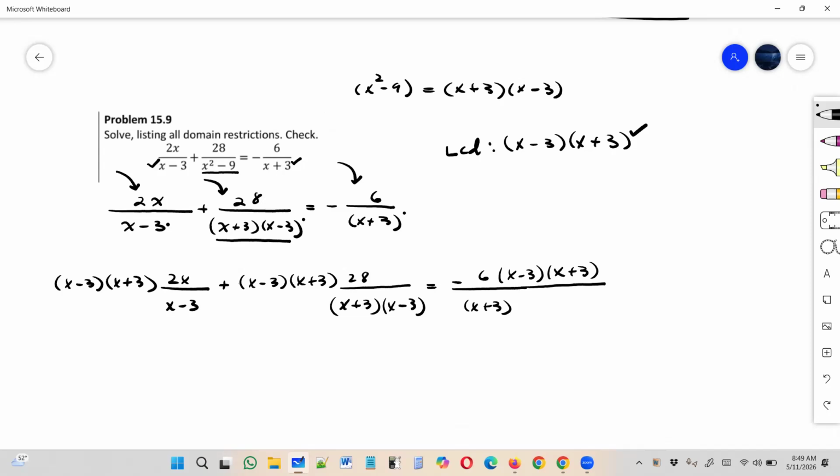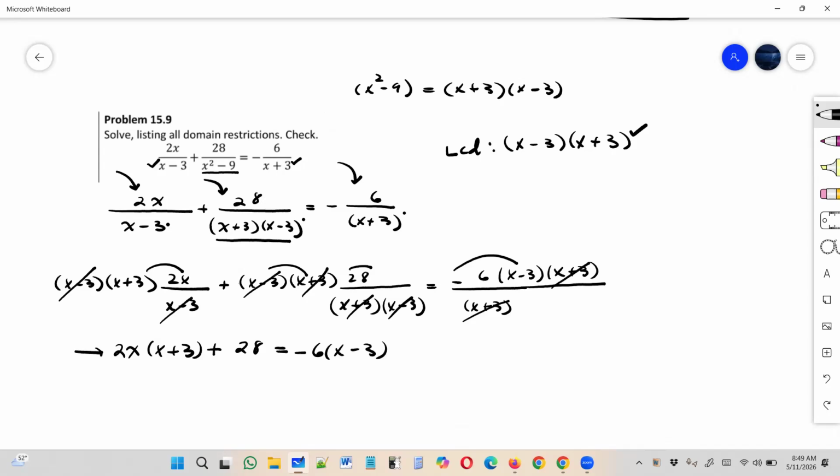Now we go canceling identical factors. These two cancel. This cancels with that. This cancels with that. The plus 3 cancels with the plus 3. And then on the next line, I write what I have left over. So 2x, x plus 3, right? 28, just 28. There's nothing here. And the last thing is the negative 6 x minus 3.